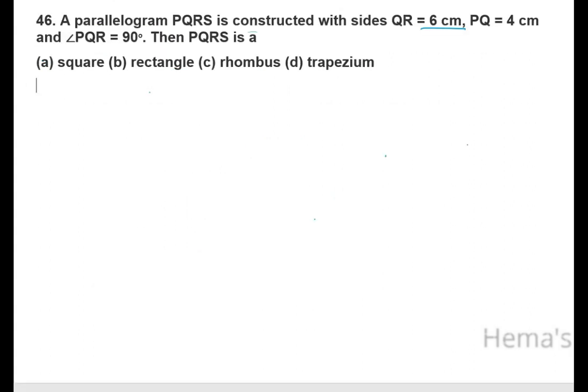Question 46. A parallelogram PQRS is constructed with sides QR equal to 6 centimeters, PQ is equal to 4 centimeters, and angle PQR is equal to 90 degrees. Then PQRS is a rectangle because in a parallelogram, if any one of the angles is equal to 90 degrees, then other angles will also be equal to 90 degrees. Since sides of the parallelogram are not equal, it is a rectangle and not a square.